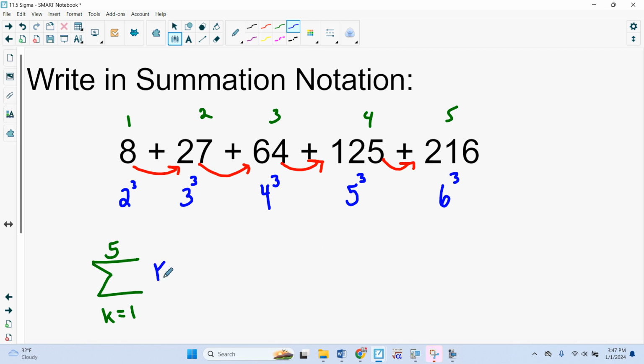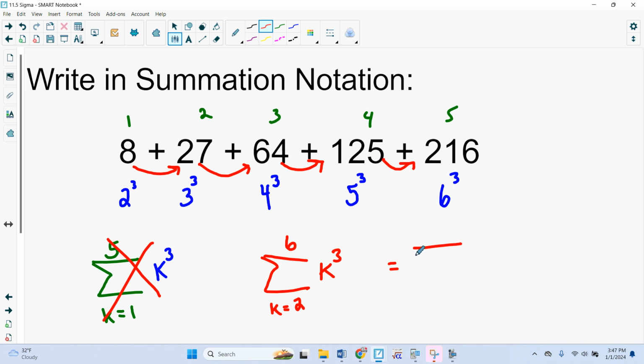So if I just did this down here as k cubed, by starting at 1, this wouldn't work. So instead, I could write this and say, well, let's start at 2, go to 6, and then just do k cubed. If you wanted to start it at 1, is that possible? Absolutely. This would just be k plus 1 cubed. So many times there is more than one way to write these.